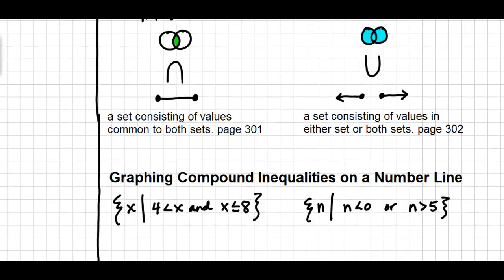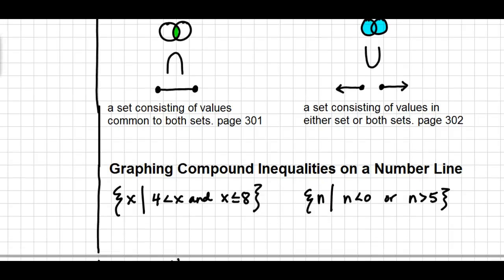So let's try some of these in graphical form. So here we have the typical way that a compound inequality using and or will look, and how we're going to go about graphing them on a number line. So the first one, the one on the left here, shows that our variable is x. Remember that the vertical bar here means such that. And then we have two inequalities separated by the word and.